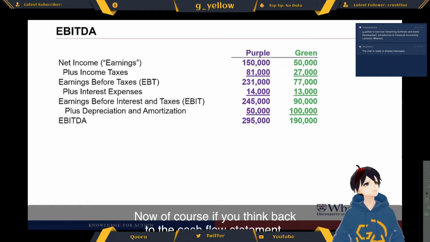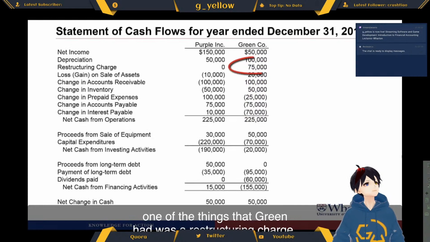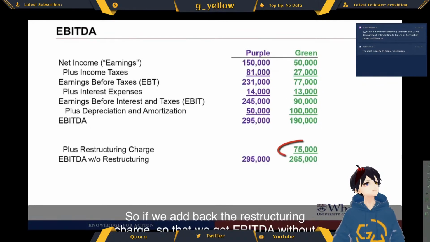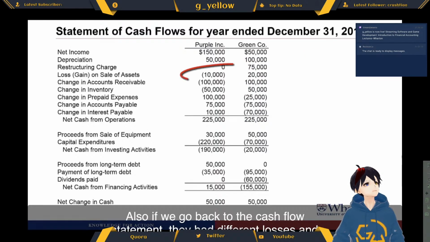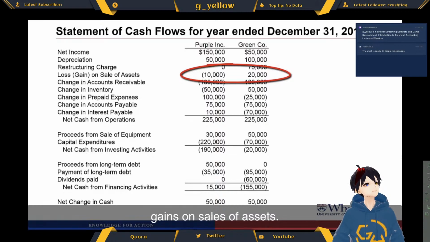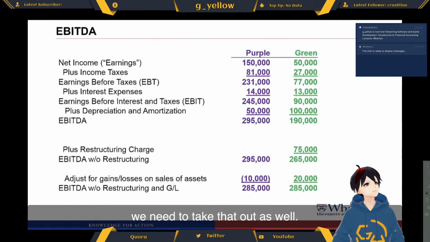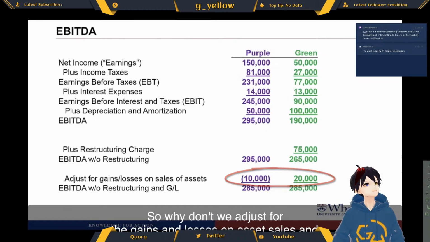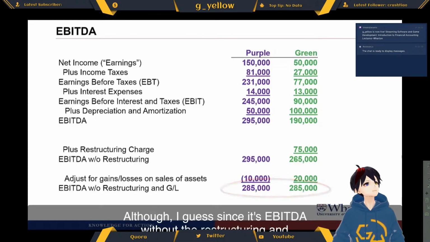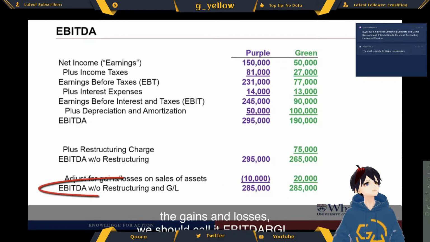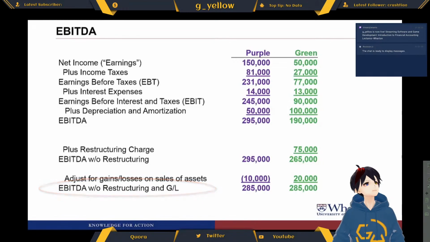Now, of course, if you think back to the cash flow statement, one of the things that Green had was a restructuring charge, which is a non-cash charge like depreciation that needs to get added back. So if we add back the restructuring charge so that we get EBITDA without the restructuring, now the two numbers are closer. Also, if we go back to the cash flow statement, they had different losses and gains on sales of assets. That's part of earnings, but it should be an investing cash flow, so we need to take that out as well. So why don't we adjust for the gains and losses on asset sales, and when we do that, then we get EBITDA that's identical between the two companies. Although, I guess since it's EBITDA without the restructuring and the gains and losses, we should call it EBITDARGLE.